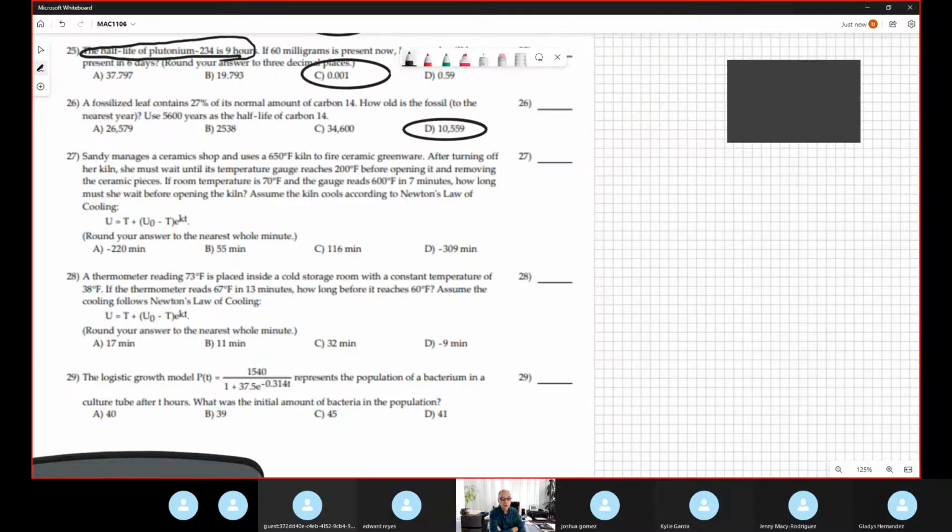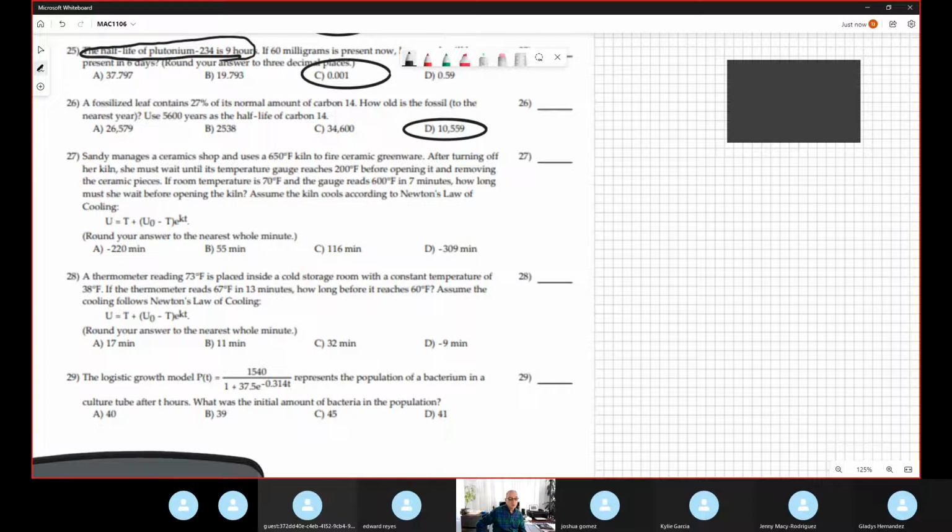After turning off the kiln, she must wait until its temperature reaches 200 Fahrenheit degrees before opening, because it's too hot, no? They are waiting for the temperature to decrease from 650 to 200 before opening it and removing the ceramic piece.